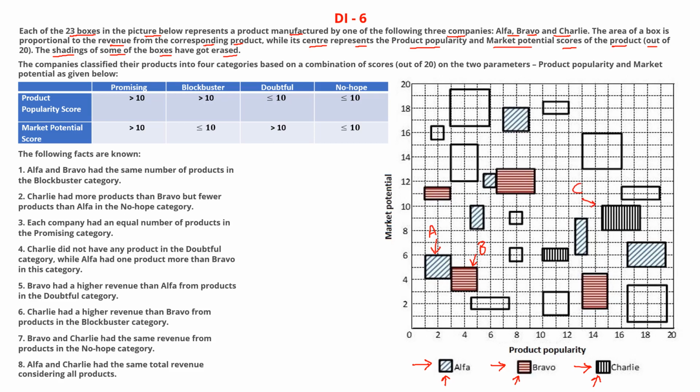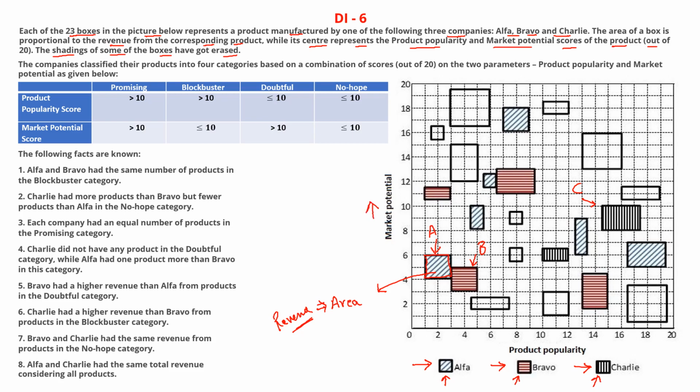And further we are provided that whatever will be the area of the box, that is equivalent to the revenue from that particular product. So let us now consider this box of Alpha. Whatever would be the area of this box, that would be equivalent to the revenue from this particular product.